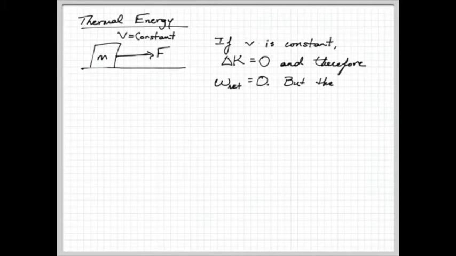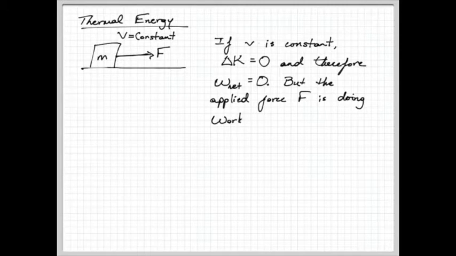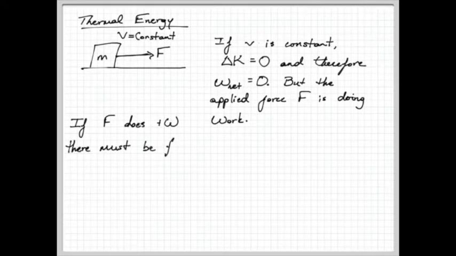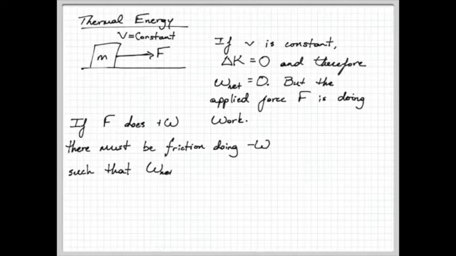Okay, so even though there's no net work, the force we're applying to the box is moving the box, and therefore F, the applied force, is doing work. So that means that if F is doing work, namely a positive work, there must be another force. And we know that that force must be friction. And that force must be doing negative work. Okay? And it's doing the exact same amount because we know the net work has to be 0.